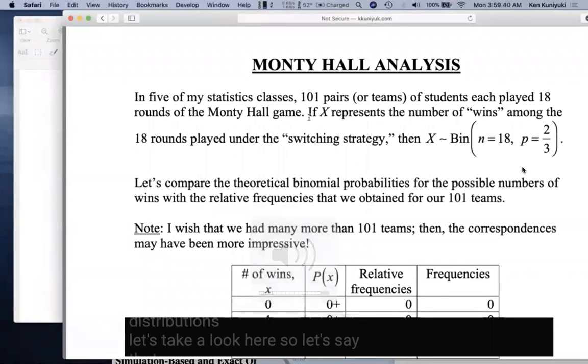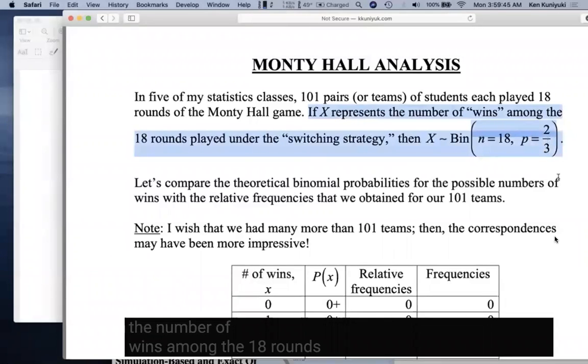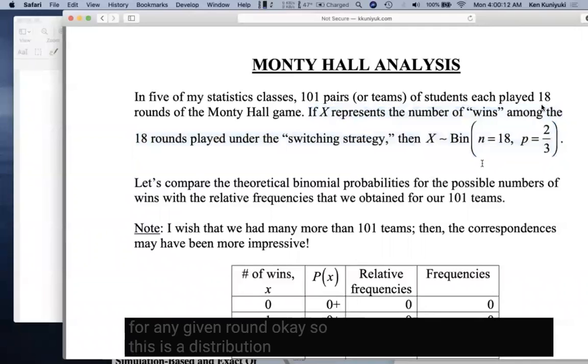So let's say that X, this random variable, represents the number of wins among the 18 rounds played under the switching strategy. Then X has as its distribution a binomial distribution, BIN, where the number of rounds or trials is 18, and the success probability per trial, p, is 2/3. 2/3 is the probability that you win the car under the switching strategy for any given round. Okay, so this is a distribution, all right? So X is a random variable that can take on a value between 0 and 18.